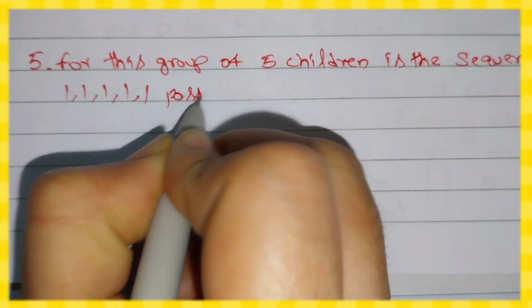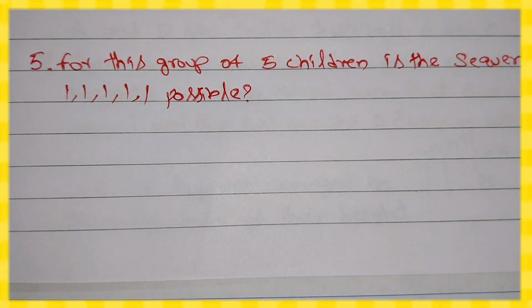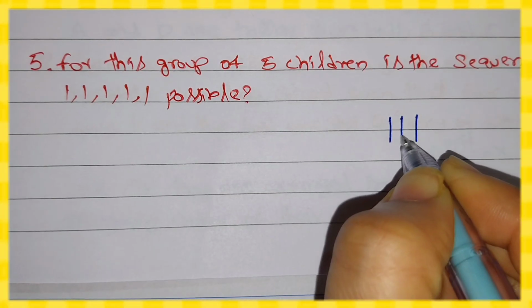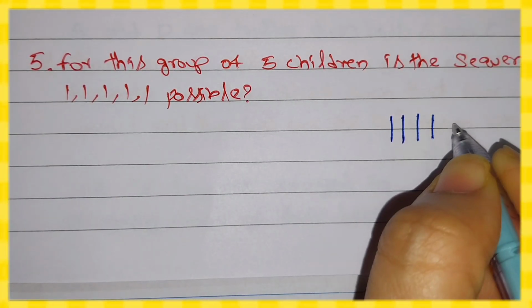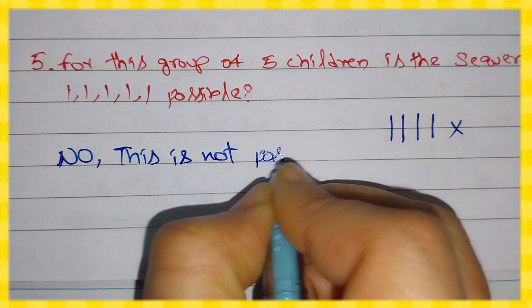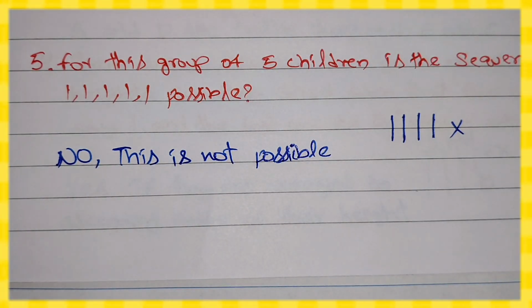Moving to the fifth question. The fifth question is, for this group of 5 children, is the sequence 1, 1, 1, 1, 1 possible? The answer is no, it is not possible because if 4 children say 1, the last child will say 0, not 1. So the answer is no.